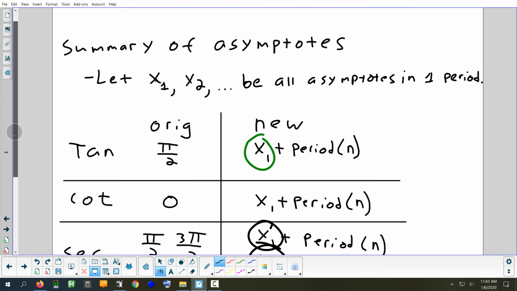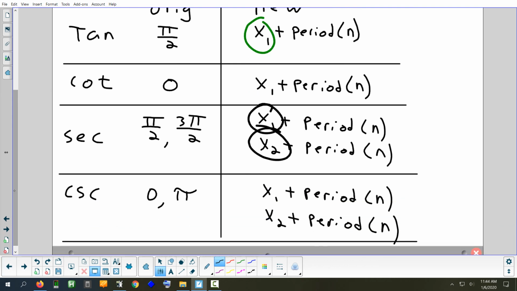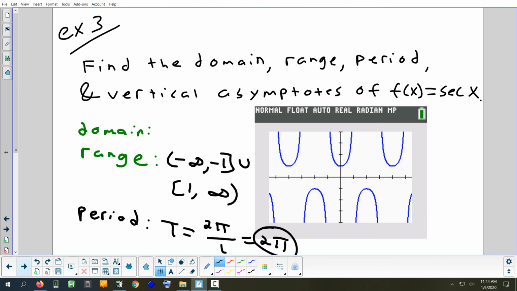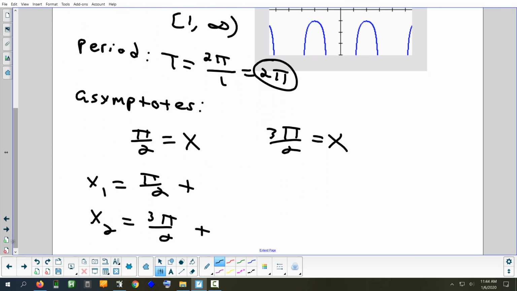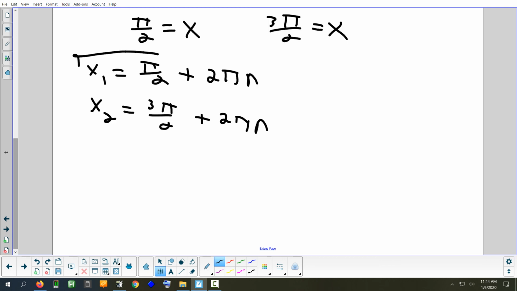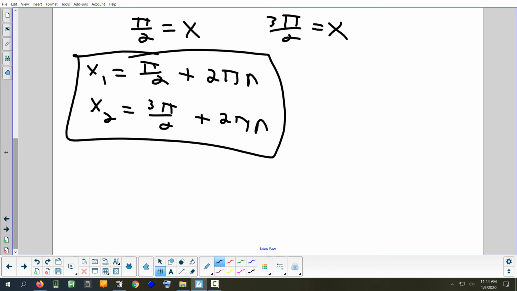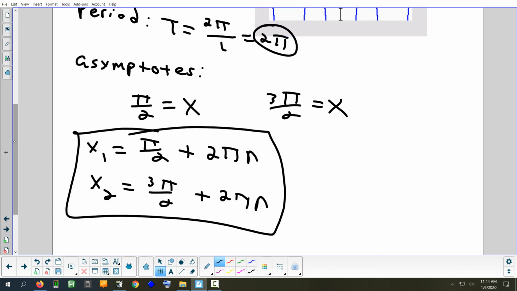Last step. Put plus period times n. This is why I had you find the period before we got to this step. Period is 2 pi. So plus 2 pi n, plus 2 pi n. Those are your asymptotes. In other words, they're exactly the same as the original. There were no transformations.